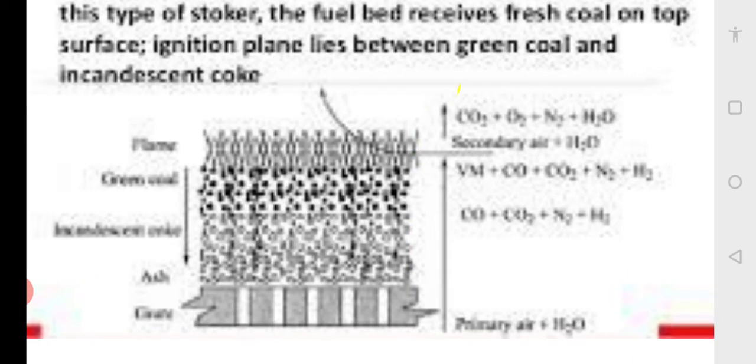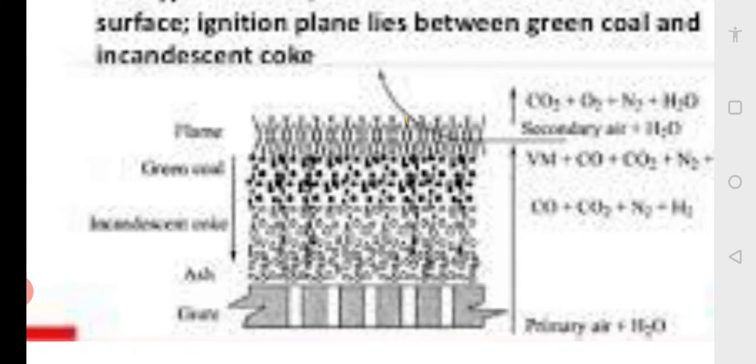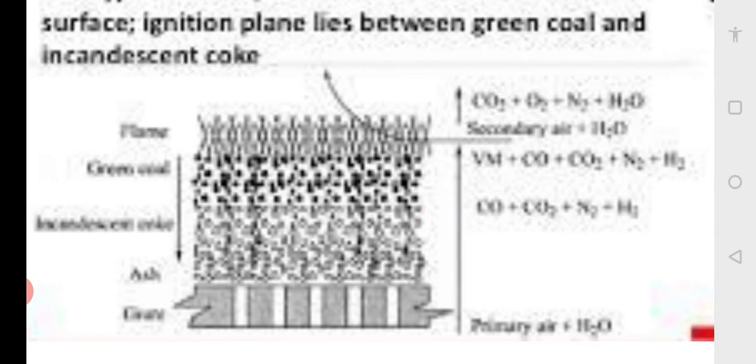You can see the sketch very nicely here, and the combustion equations are given. Coal is fed from the top. You can see the flame. First is the flame, then next to that is the green coal. Green means with moisture. Below that it becomes incandescent coke, and after converting to incandescent coke, it will burn and go down as ash. You can see the grate with around 5 slots shown here. The bottom air is supplied, and this is known as primary air.